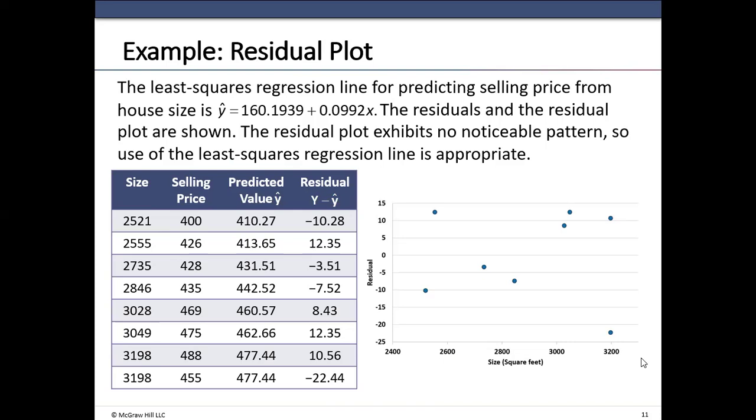Then press the second button on the top left corner and stat. Scroll down in the first screen to 8, which is RESID, and hit enter. Look at the bottom left of your calculator. You have L3 equal to RESID. What does it mean? It means L3 will be filled with residual values, which is y actual minus y predicted. And hit enter.